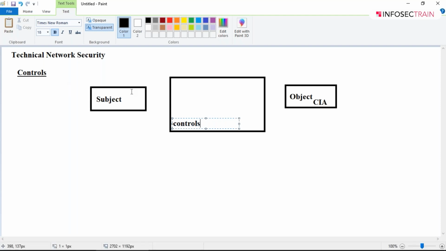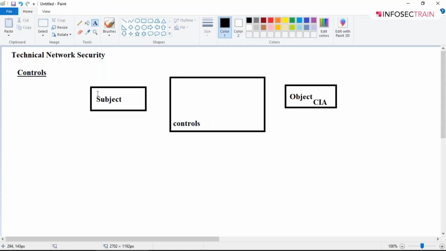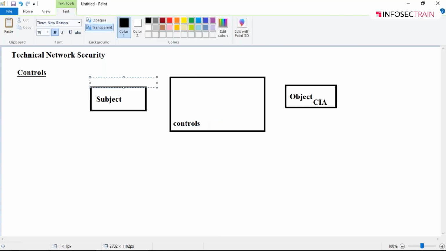Now, in the same picture, I'm explaining IAM, that is identity and access management. This is your subject. Let's suppose this is Mitzi. Mitzi is the subject, and Mitzi wants to log into her bank account. She opens the website, and the website asks for a username and a password.